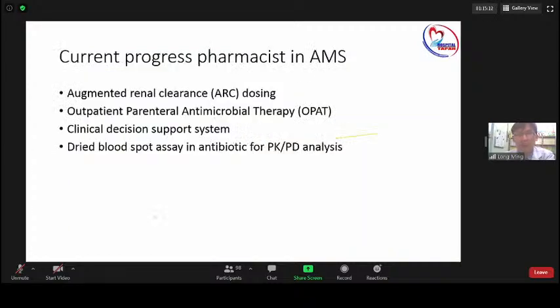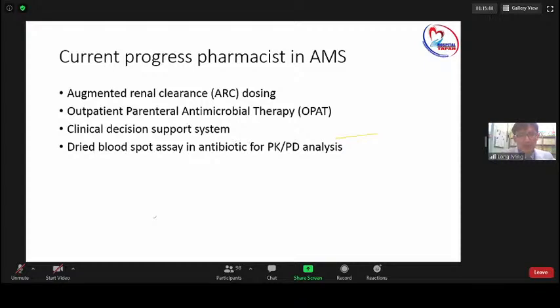Now, the current progress of pharmacy in AMS, after I have told you the story. For dosing antibiotics, we are looking at augmented renal clearance. We no longer use just creatinine clearance to calculate the dose. We need to think out of the box, considering the fluids they are being given and their condition, to make sure we maximize the dosing of the antibiotic.